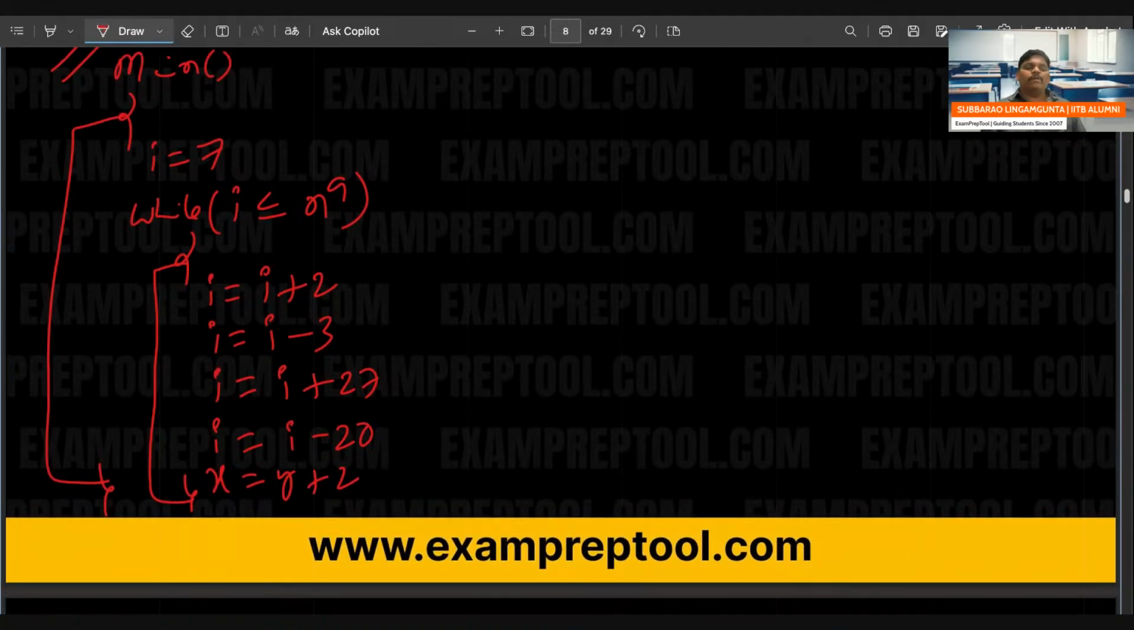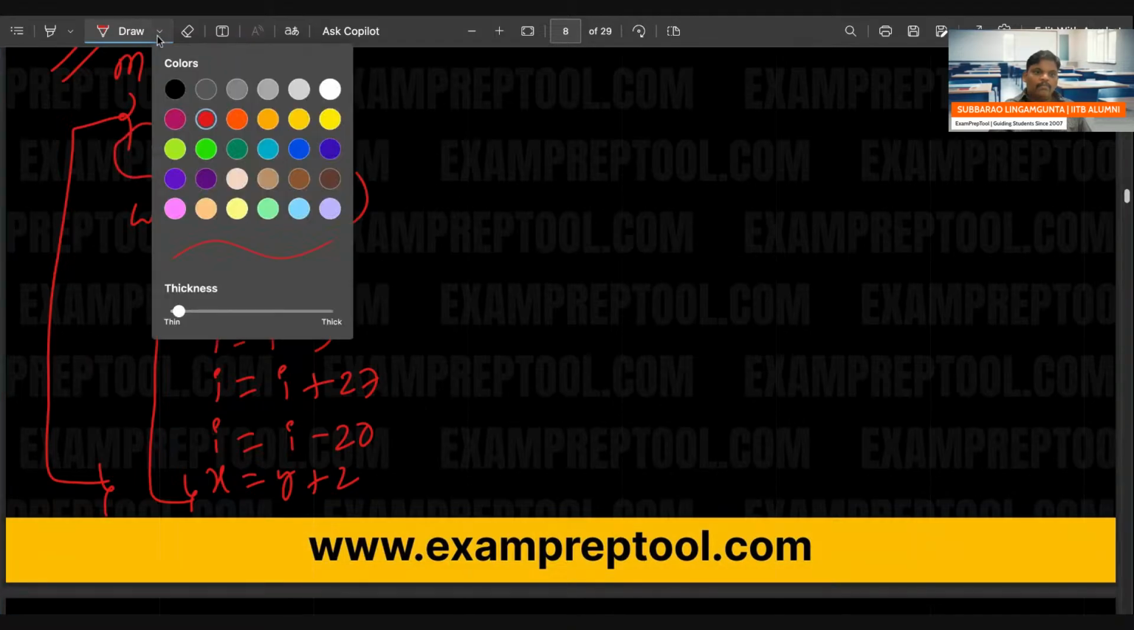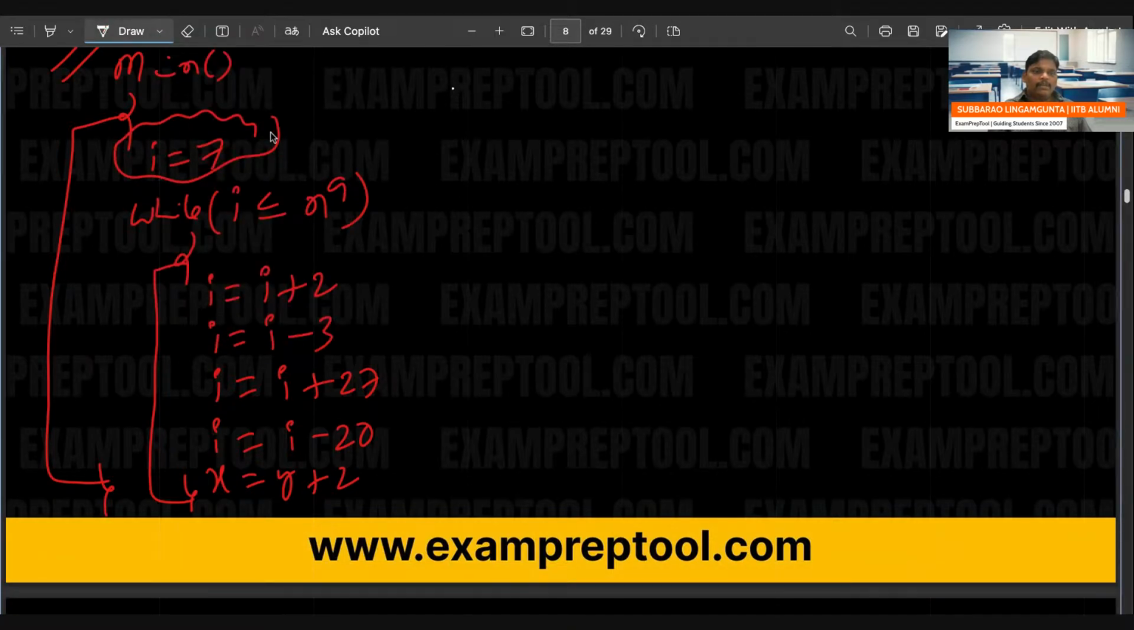I is equal to 7. I less than or equal to n power 9. I is equal to I plus 2. I is equal to I minus 3. I is equal to I plus 27. So it is initially 7. That is okay. Right? Next one.